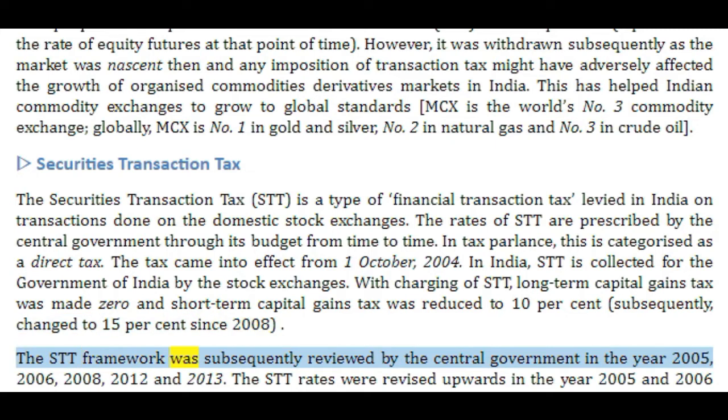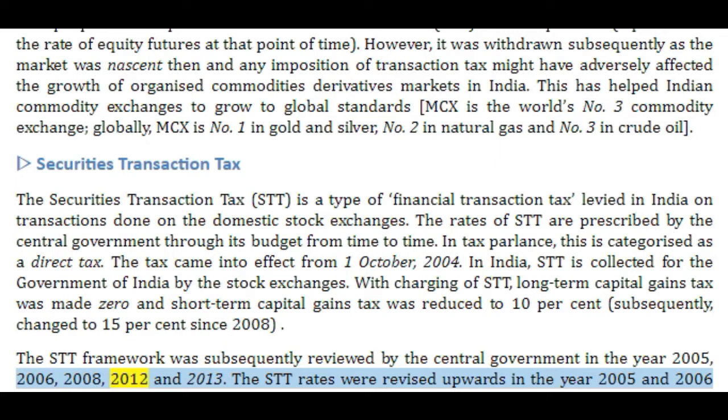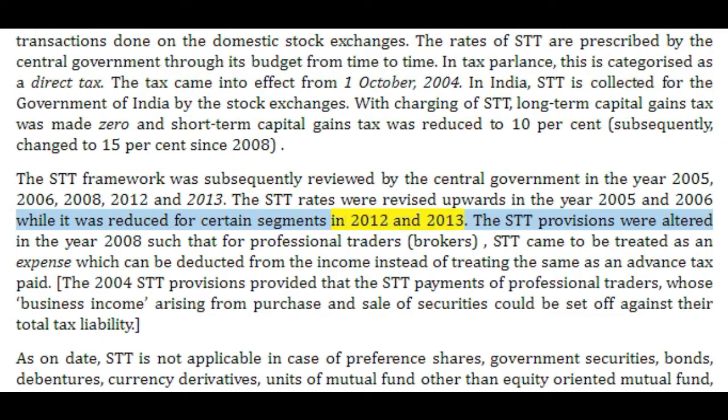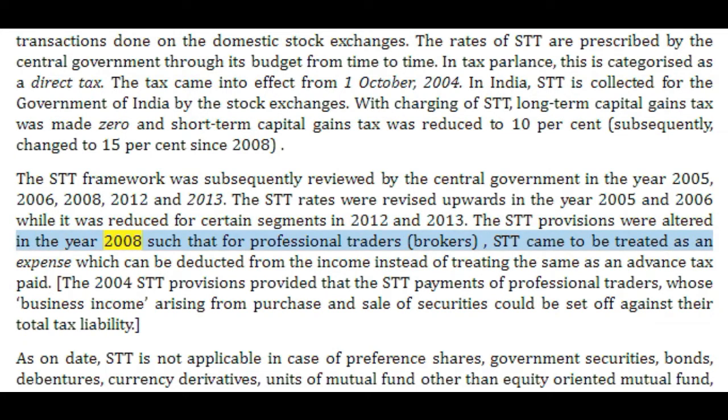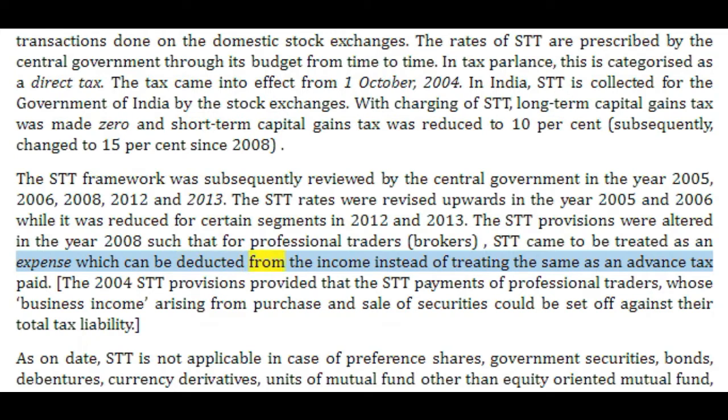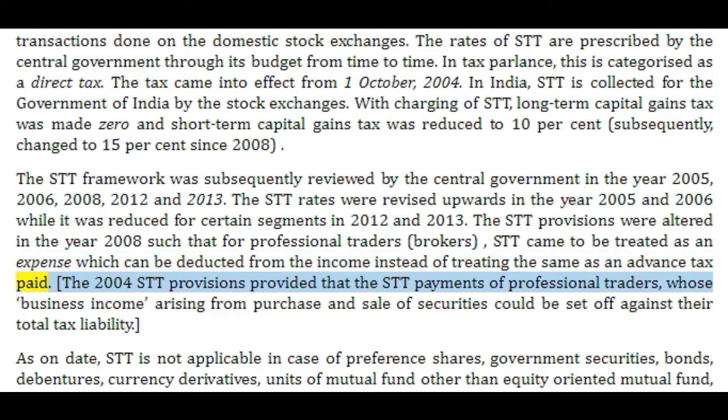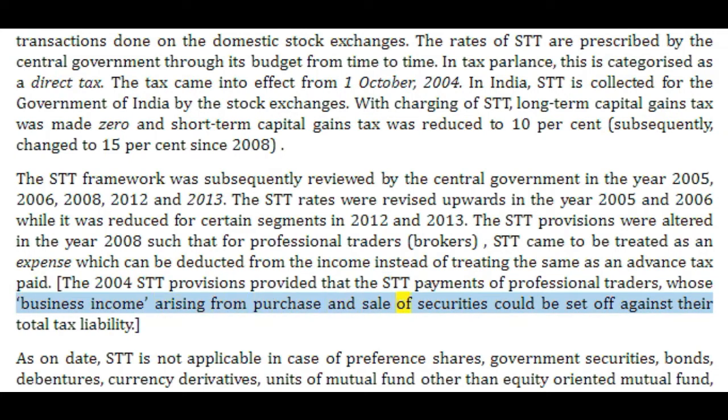The STT framework was subsequently reviewed by the central government in the years 2005, 2006, 2008, 2012 and 2013. The STT rates were revised upwards in 2005 and 2006 while it was reduced for certain segments in 2012 and 2013. The STT provisions were altered in 2008 such that for professional traders and brokers, STT came to be treated as an expense which can be deducted from the income instead of treating the same as an advance tax paid. The 2004 STT provisions provided that the STT payments of professional traders, whose business income arose from purchase and sale of securities, could be set off against their total tax liability.